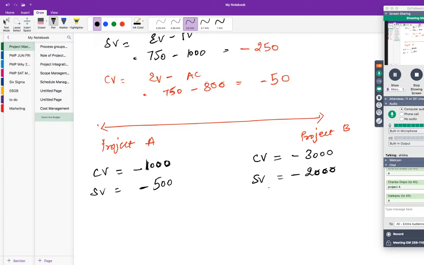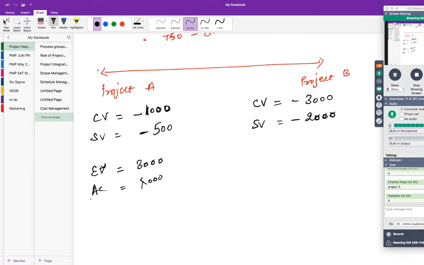For example, let me give you the background values. Let's say the earned value was 3000 and the actual cost was 4000, and here the planned value was 3500. So with this you would have got this value, right? So 3000 minus 4000 is minus 1000, 3000 minus 3500 is minus 500. So you would have got this.